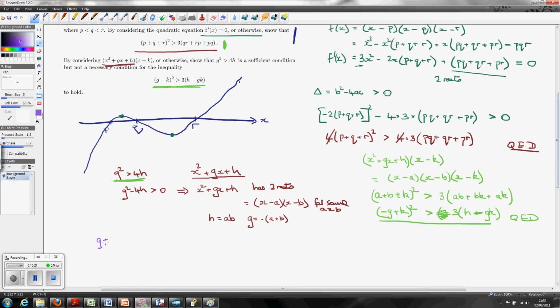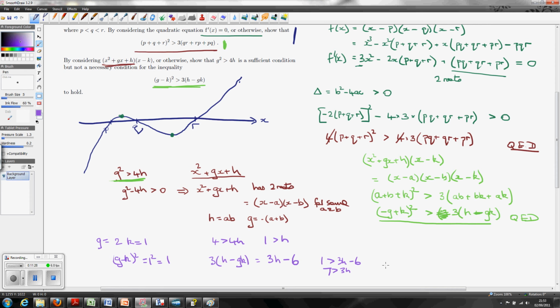So let's try g equals 2, k equals 1 first. If that's so, we've got g squared must be greater than 4h, so we need h to be less than 1. Then g minus k squared is equal to 1 squared, which is 1, and 3 times h minus gk, where gk is 2, so that's 3h minus 6. So I've got to have 1 greater than 3h minus 6, or 3h less than 7. According to this, I've got to find an h which is less than 1, and where 3h is less than 7. That doesn't look too hard.